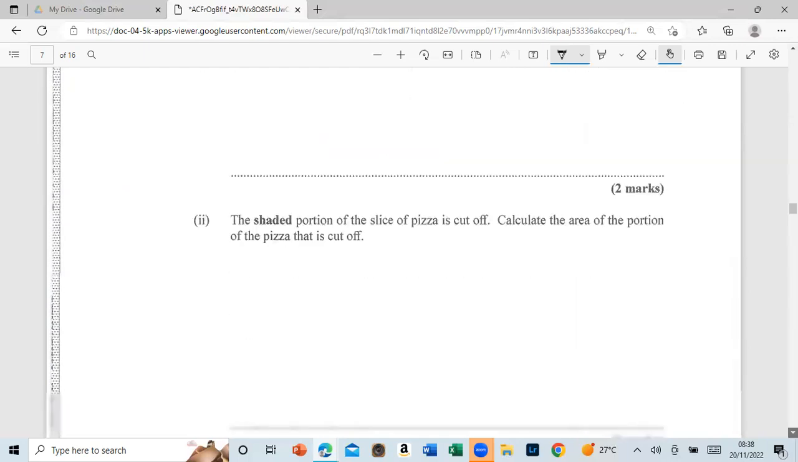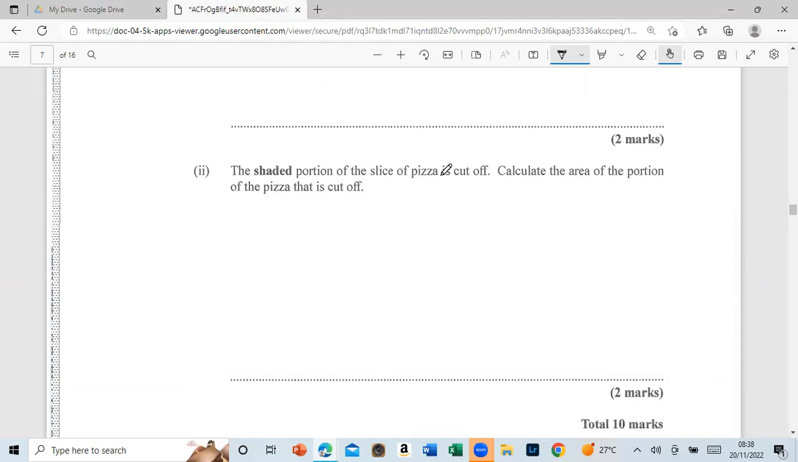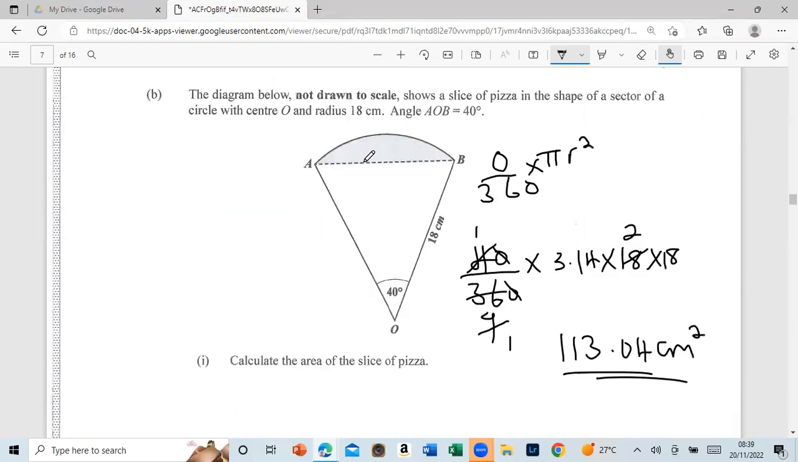Alright. So it says the shaded portion of the slice of pizza is cut off. Calculate the area of the portion of the pizza that is cut off. If we look closely, we see that it's this portion here, right? So to find this portion here, we already have the area of the sector, but we're going to find the area of the triangle, alright? I'm going to use this formula for the triangle.